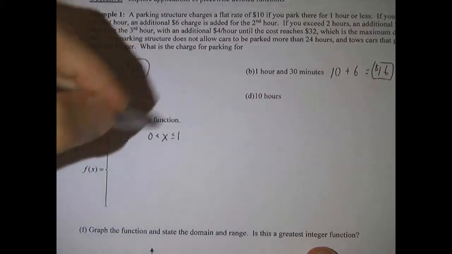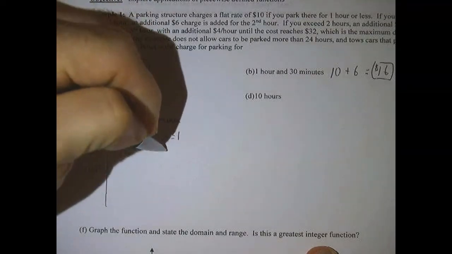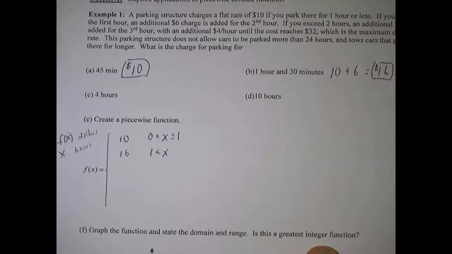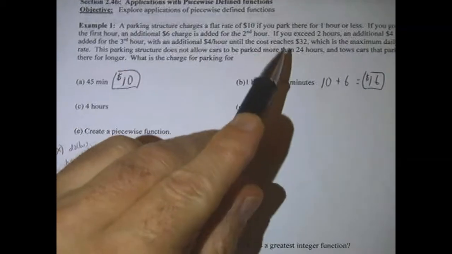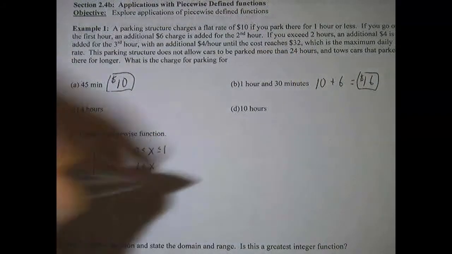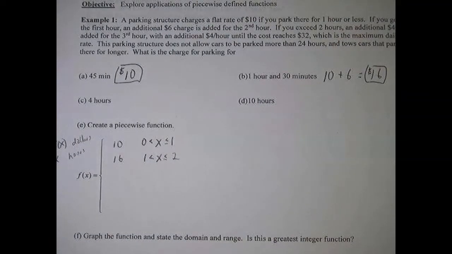As soon as you go over an hour, you're charged another $6. So that's going to be 16 whenever x is greater than 1 and up to 2. And that's for the whole second hour. It's not until you exceed the second hour that you get charged again. So we're going to include the 2, and we're going to include all the endpoints following the same pattern.